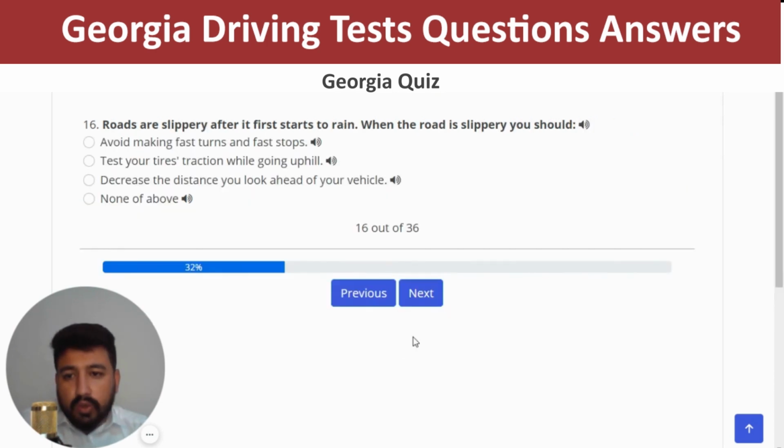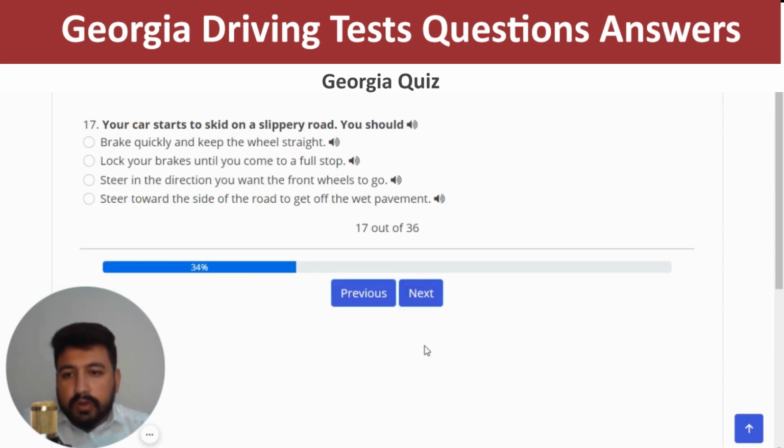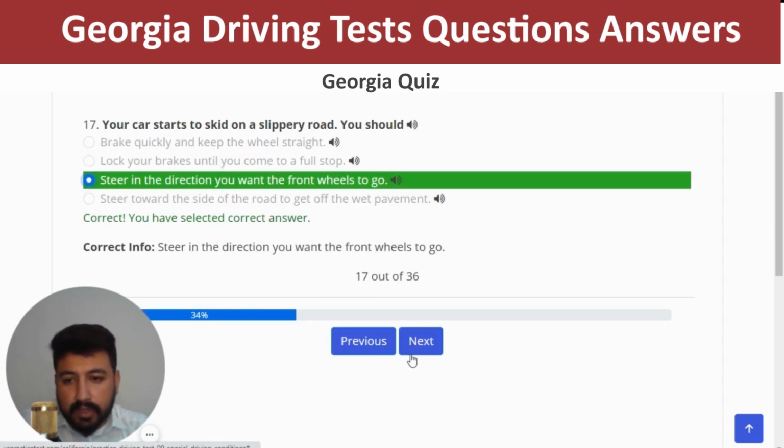Correct. And next. Roads are slippery after it first starts to rain. When the road is slippery, you should avoid making fast turns and fast stops. So the first option should be the right one. Yeah. And next. Your car starts to skid on a slippery road. You should. The right answer is steer in the direction you want the front wheel to go. So third option should be the right one, and this is the correct one. We have selected correct answer and next.